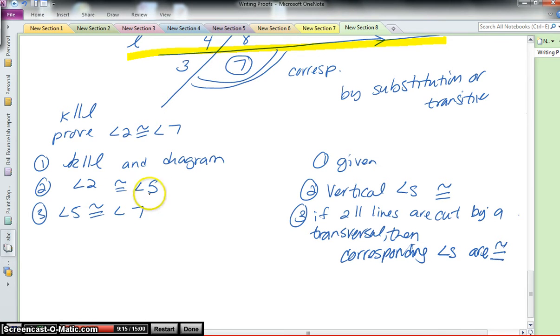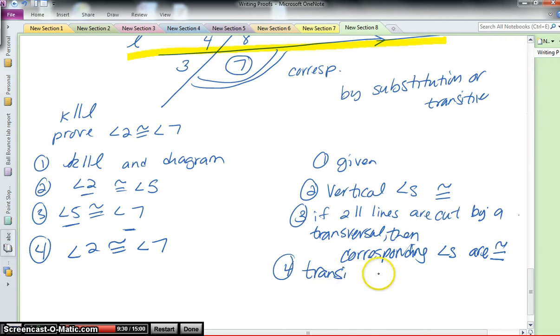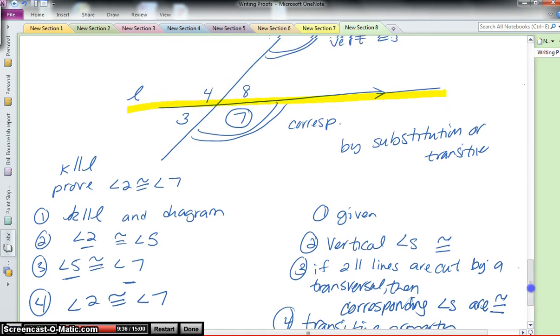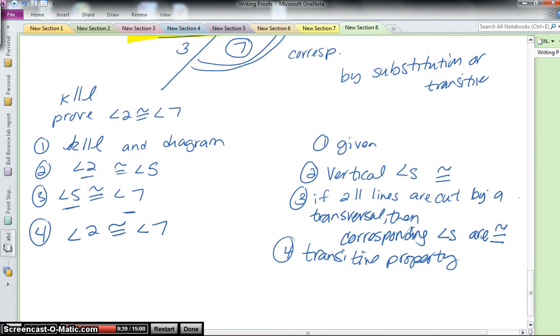And from here, if we know that 2 is congruent to 5, but 5 is congruent to 7, we can say that angle 2 is congruent to angle 7, and that's by the transitive property. I would also take substitution here from step 3. And have we proven what we set out to prove? Indeed we have, that 2 is congruent to 7.